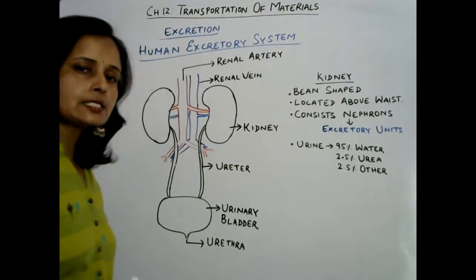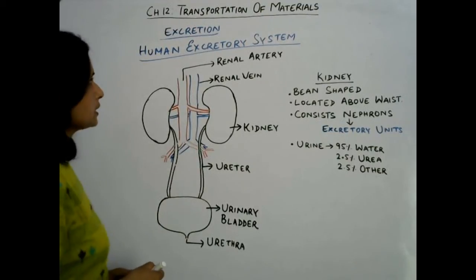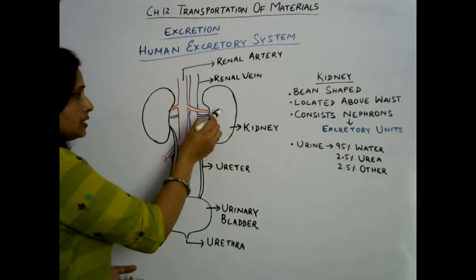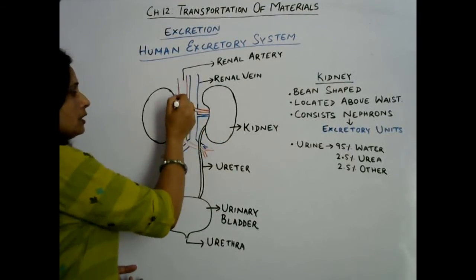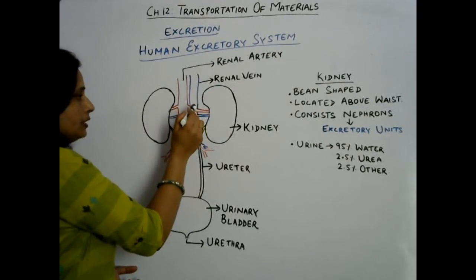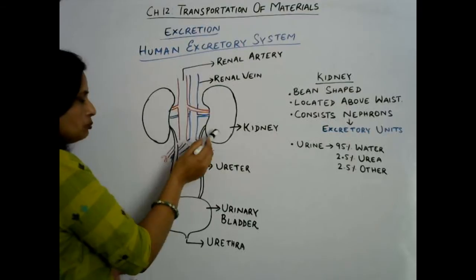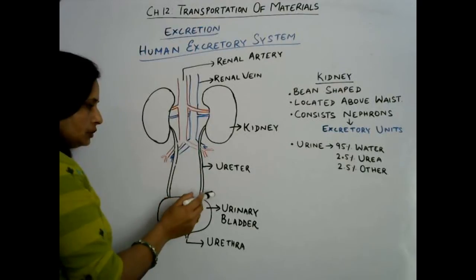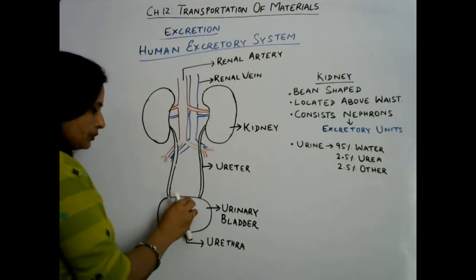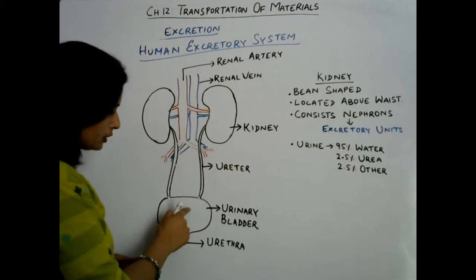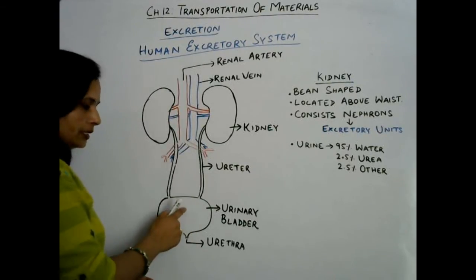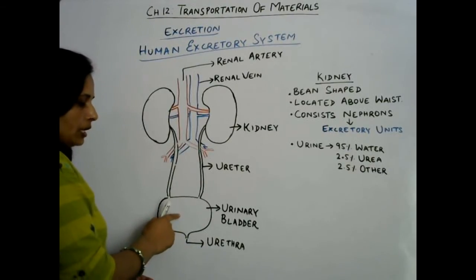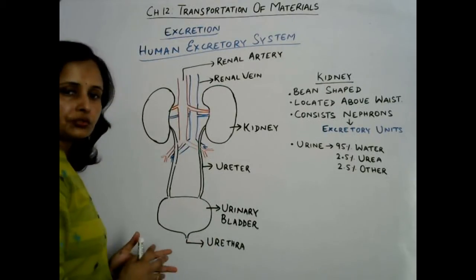Now let us see the diagram of the human excretory system. There is one pair of kidneys, a left and a right kidney. Both kidneys are connected with the renal artery and renal vein, and from both kidneys one tube-like structure arises, that is the ureter. The ureter joins a structure called the urinary bladder, which is a bag-like structure, where urine is stored and then removed out through the urethra.